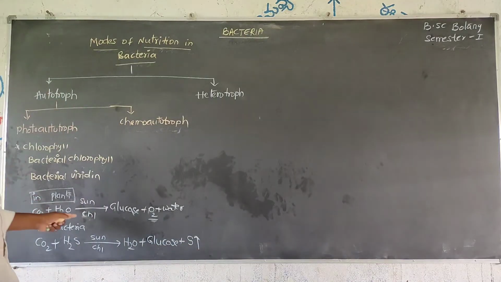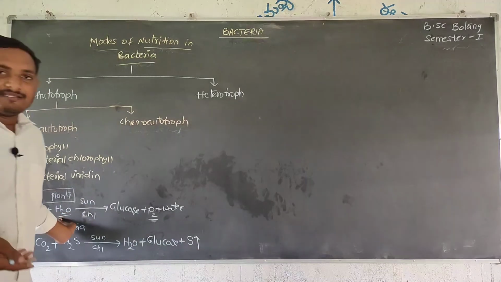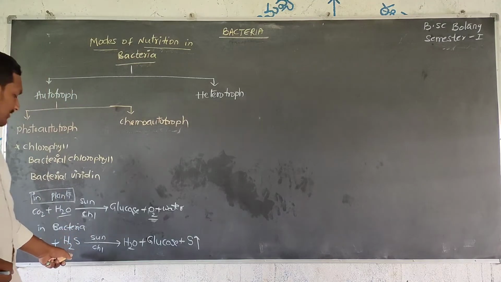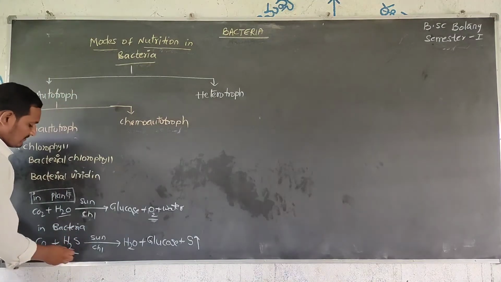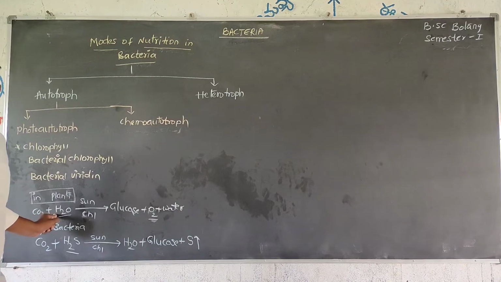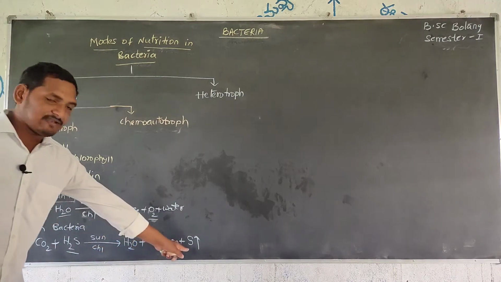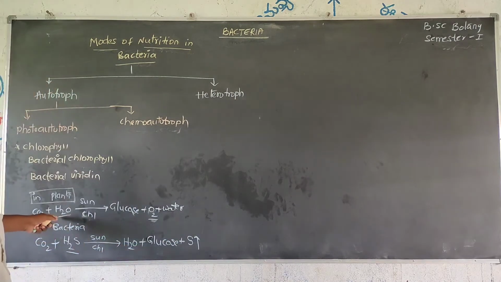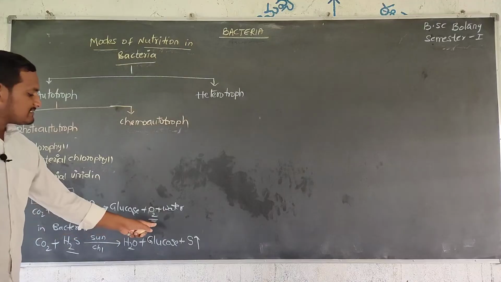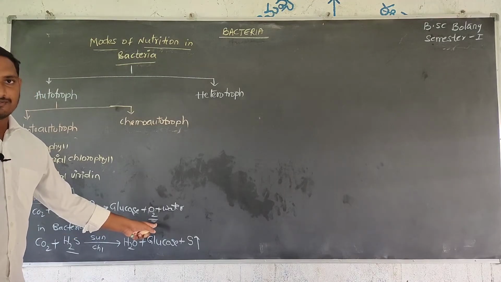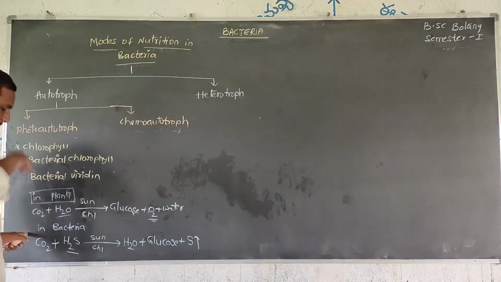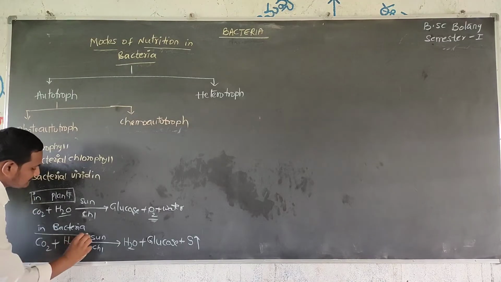So in plants water is taken in, while in bacteria hydrogen sulfide is used and sulfur is released as a byproduct. Here water is taken and oxygen is released as a byproduct. This is in bacteria.